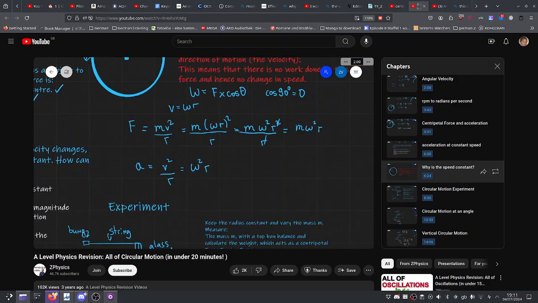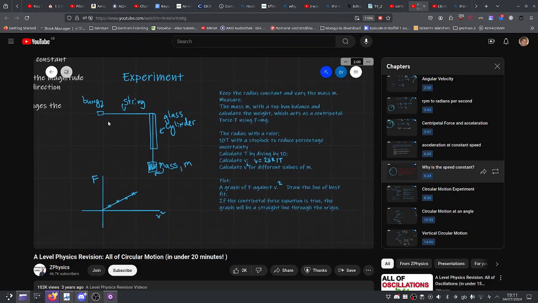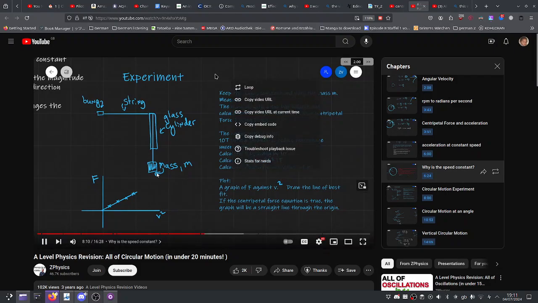Let's have a look at an experiment to try and investigate circular motion. So we have the following setup over here, in which we have a bung which we're going to spin. That's connected on a piece of string that goes through a glass cylinder, and it reaches a mass on the other end. I'm going to try and keep the radius of the motion constant. We would normally try and do that with a marker that we've placed on the string, just where it meets the glass cylinder. And we're going to be varying the mass m.